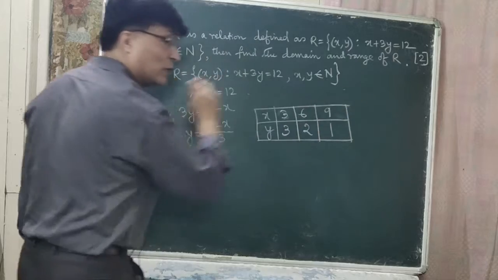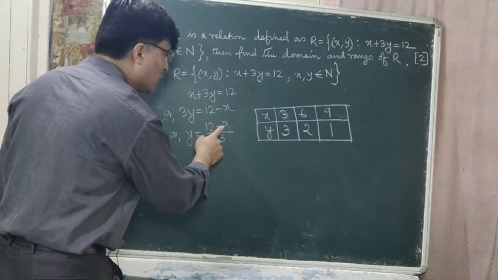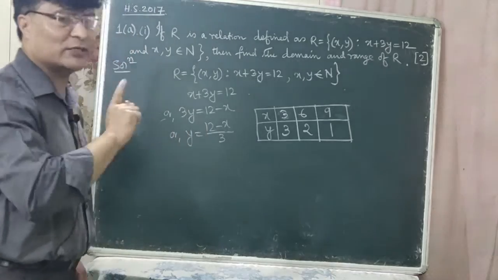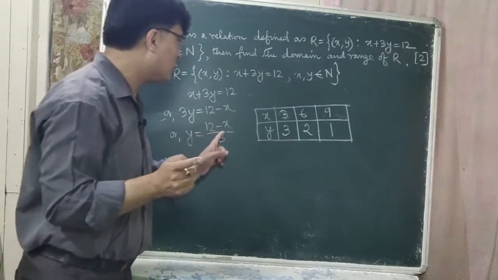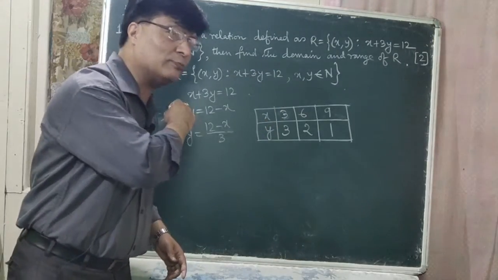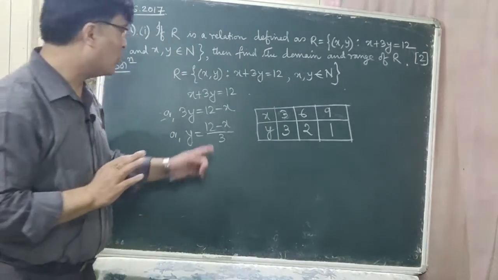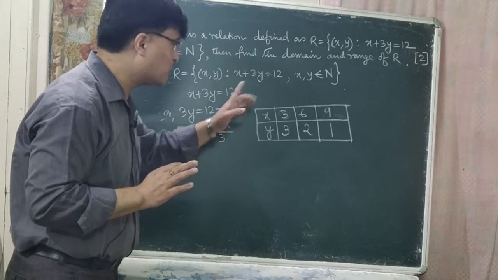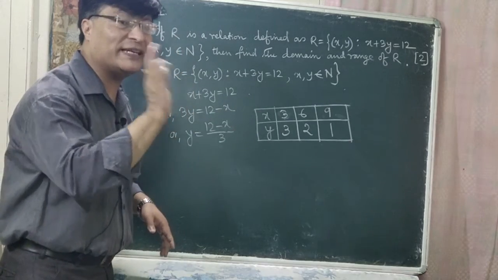3 plus 9 is 12 and 12 minus 12 is 0. 0 divided by 3 is 0. 0 is not a natural number. So you cannot put x is equal to 12 out here. And you cannot put more than 12 out here for the values of x. If the values of x are more than 12, what happens? All of them become negative.